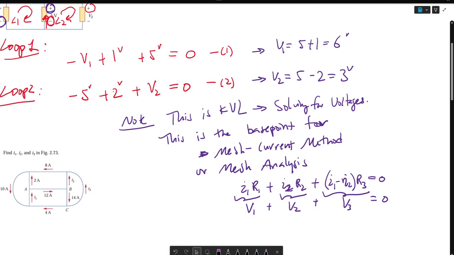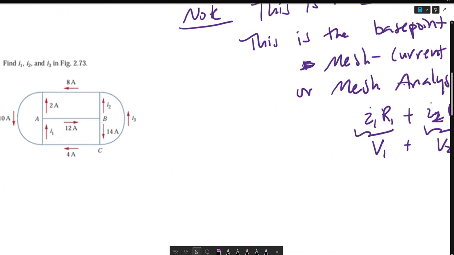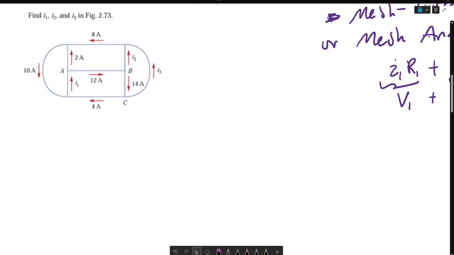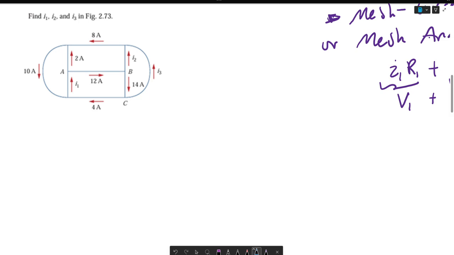So I hope that makes sense in terms of KVL. Now let's dive into KCL and realize this problem is asking us to solve for I1, I2, and I3. When we want to solve for I1, I2, and I3, we consider nodes. So we consider node A, node B, and node C. And we write equations based on the currents coming in and the currents leaving the nodes.